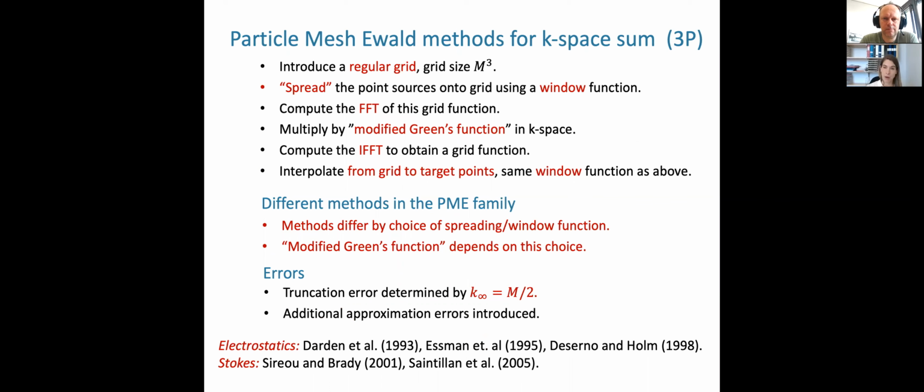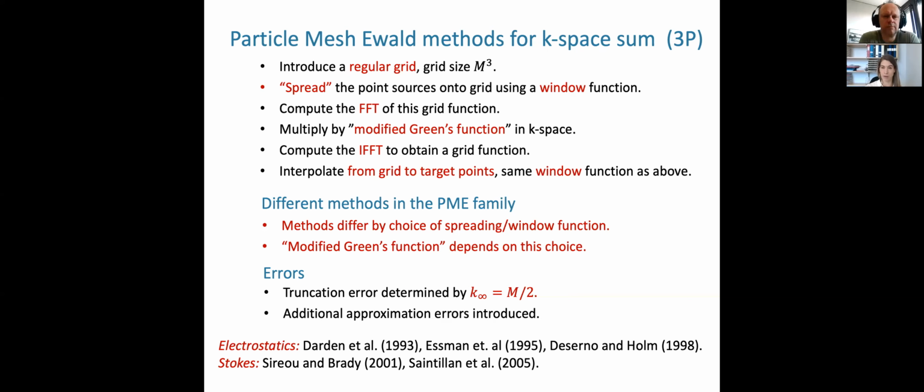But then you have a class of methods called the particle mesh Ewald methods, and they all follow kind of the same steps. You have these irregular points in space, but you introduce a regular grid, and you have to place these points onto the grid somehow, which you do with some kind of interpolating, window, or smearing function, many names. I will call it window function. Then you compute the FFT of this grid function, and then you apply a scaling. You multiply by some function in k-space, a modified Green's function. You then take an inverse FFT to go back to real space.